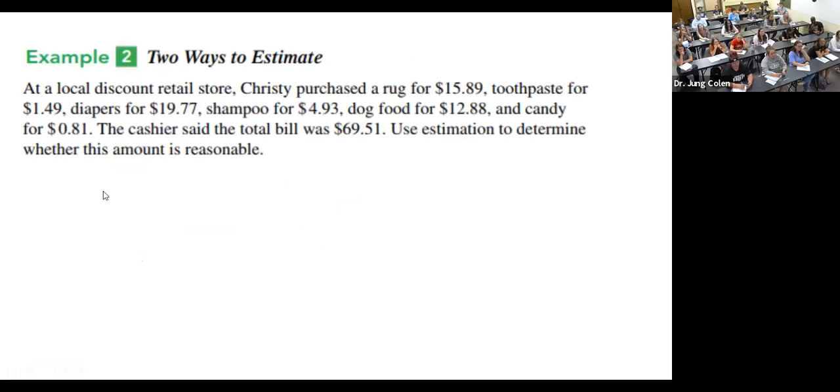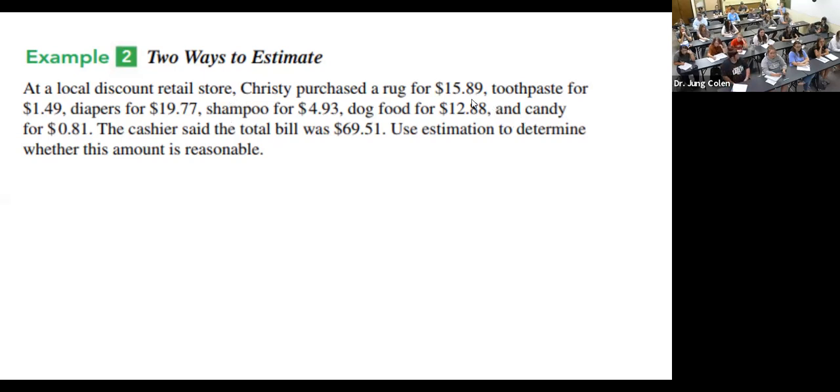How about this one? At a local discount retail store, Christy purchased a rug for $15.89, toothpaste for $1.49, diapers for $19.77, shampoo for $4.93, dog food for $12.88, and candy for 80 cents. The cashier said the total bill was $69.51. The big mistake we make is we just give the money or credit card without checking it. But let's check if it is right or not. Can you estimate to determine if this amount is reasonable? Does anybody have any strategy to estimate the total bill?